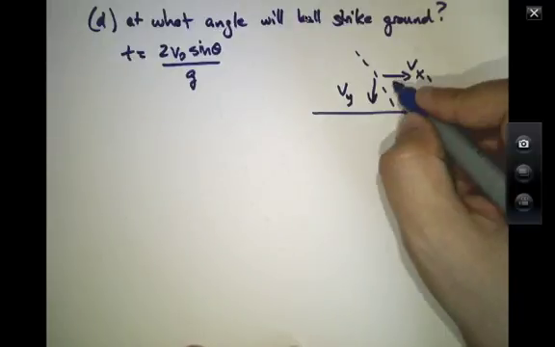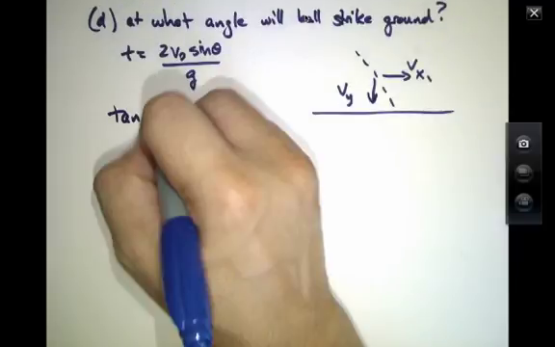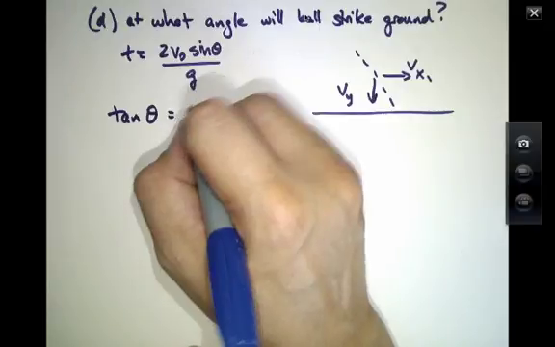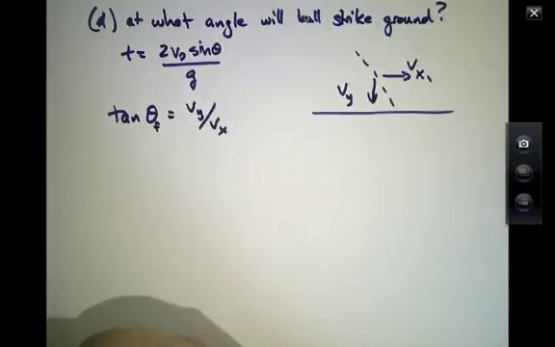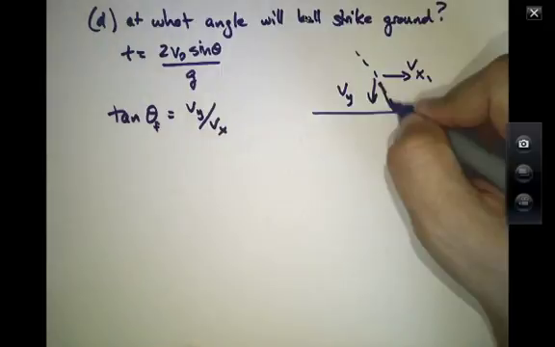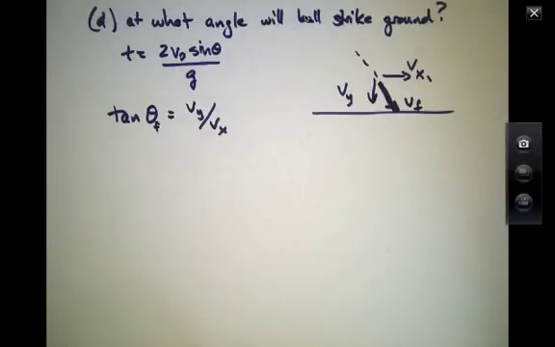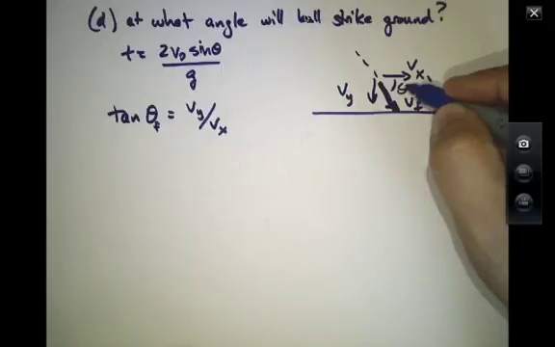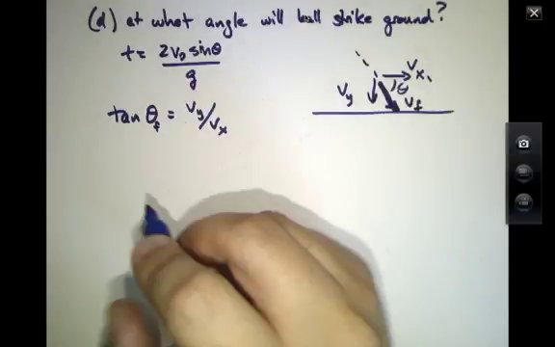So the angle theta we can always find from the tangent of Vy over Vx, because this is the final velocity vector, and that's always the case that this is theta. So let's calculate Vy and Vx at that later time.